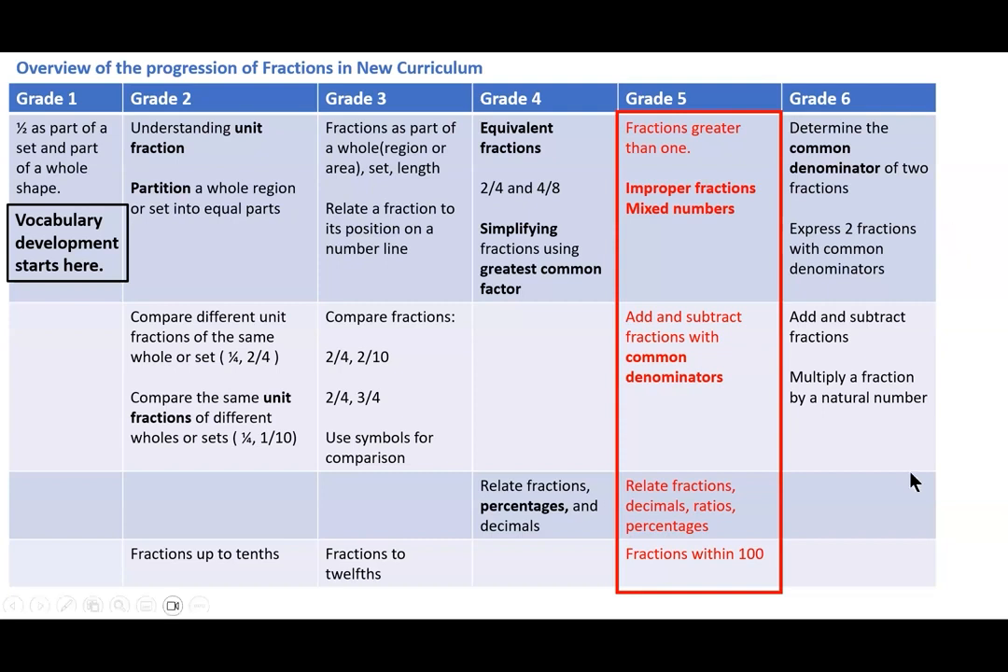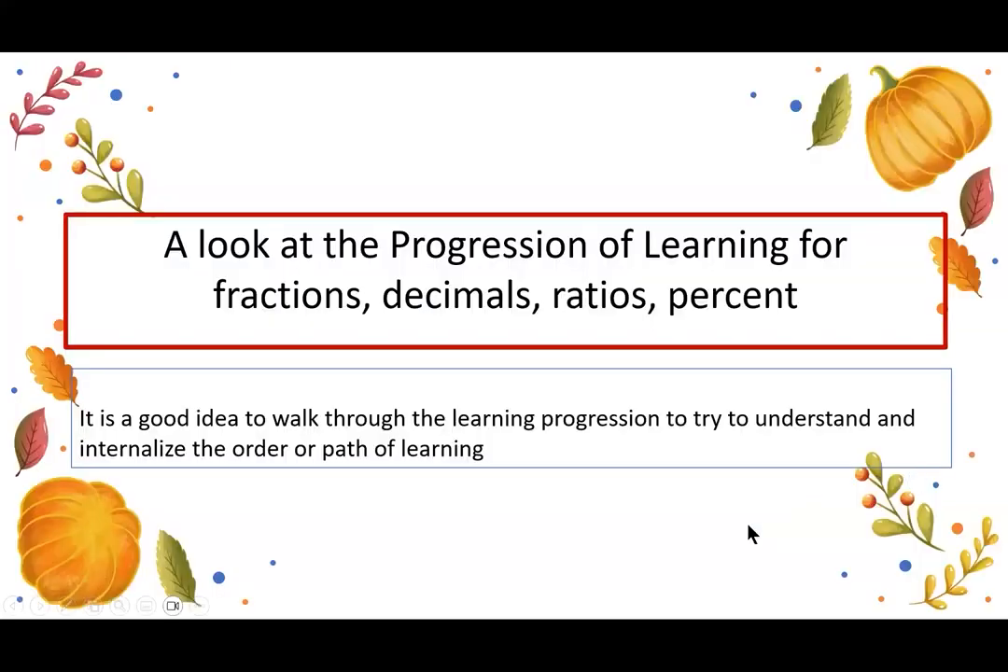But you can go through this. So what we're going to do to help with the fractions, because they are so important, is we're going to look at the progression of learning for fractions, decimals, ratios, and percent. And note the learning progression is different than the curriculum progression. So the progression of learning is when you take the outcome and you unpack it or tear it apart into its various attributes. So what comes in between?